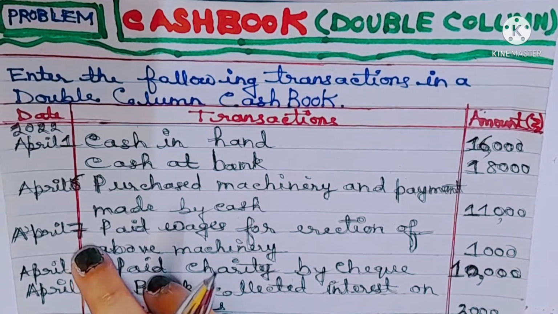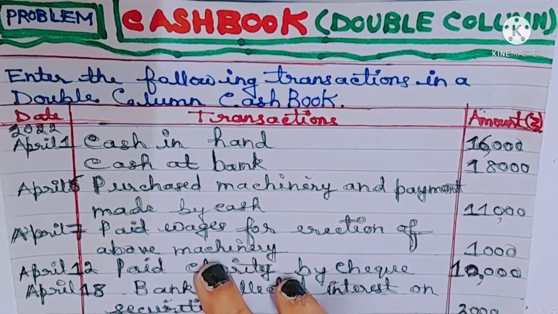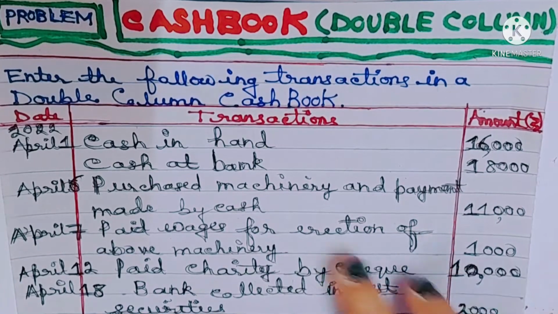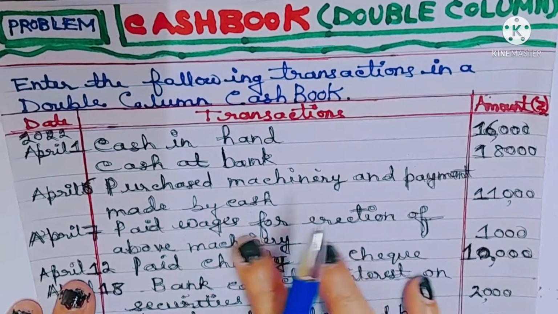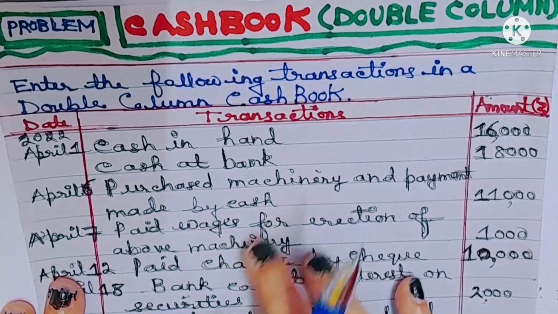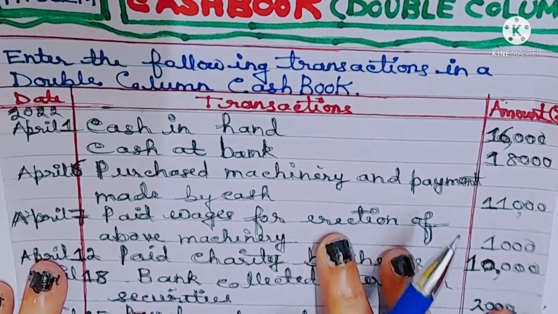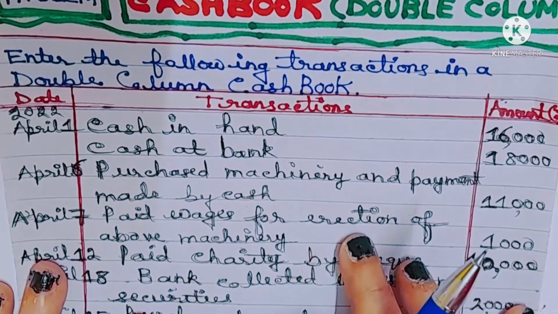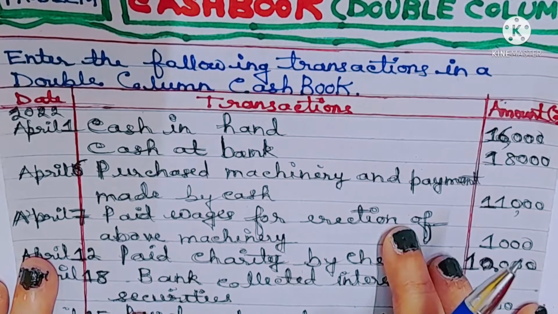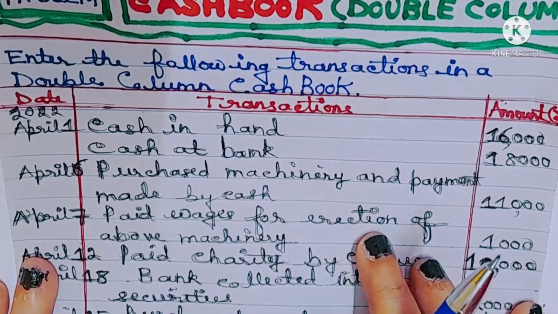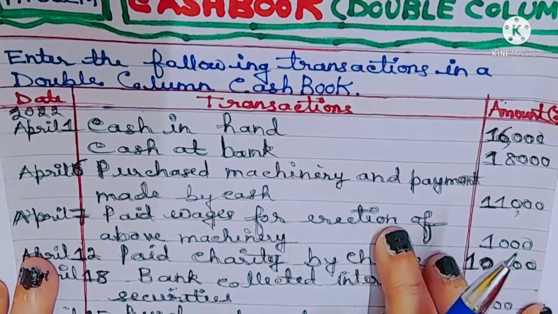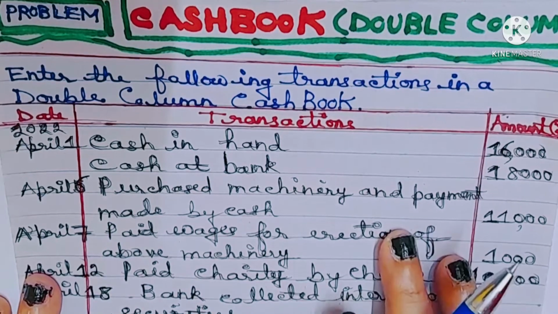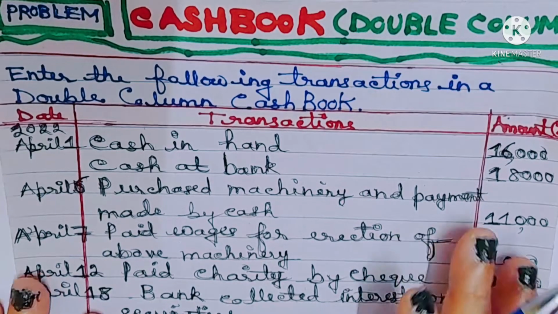The next transaction is on 7th April: paid wages for erection of above machinery, that is this machinery, 1,000. So what will be the journal entry? I know many of you will write wages account debit to cash account. This is wrong. Please remember, wages paid for erection of machinery is a capital expenditure. So instead of debiting wages account, we'll have to debit machinery account. Understood? So instead of wages account, machinery account will be debited.